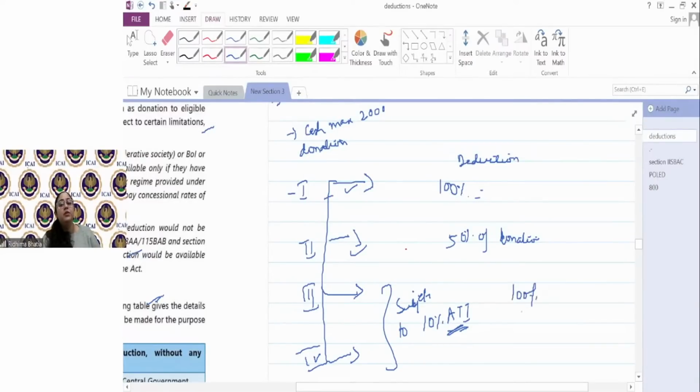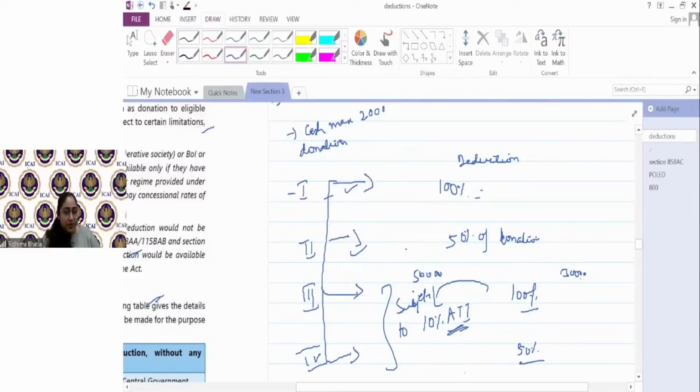उसमें से 100% मिल जाएगा, subject to your 10% of ATI, if the donation is within it. So suppose, as I gave an example, that 10% is coming to 50,000. So suppose I made a donation of 30,000. So if this 30,000 is within this 10% of adjusted total income, I'll get full deduction. And fourth category is that adjusted total income के 10% का subject to that and subject to the donation, whichever is lower, उसका 50% deduction मिलेगा.